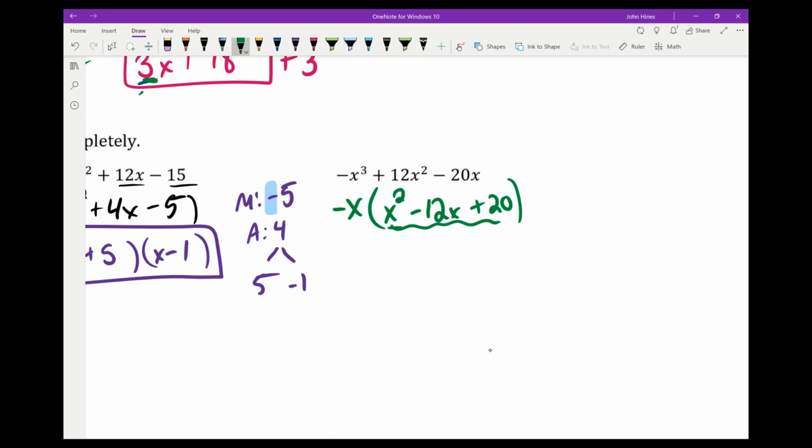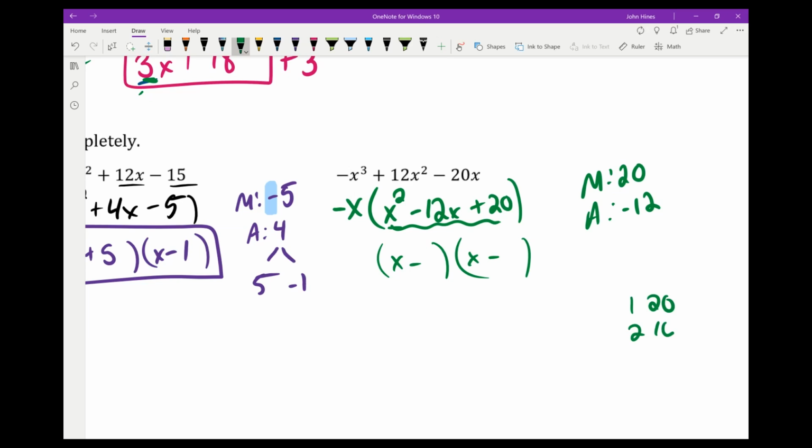Now I've got a nice trinomial here to factor by asking myself, self, what multiplies to 20 that adds to negative 12? Well, notice I'm multiplying to a positive 20, so they have the same sign. Over here, when my multiplier was negative, I knew I had one of each. But since I'm adding to a negative, I need both of them to be negative. So I've got 1 and 20, 2 and 10, 4 and 5. That's all I've got. Who gets me 12 is negative 2 and negative 10. And bring down that GCF.